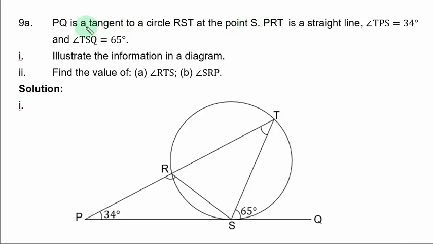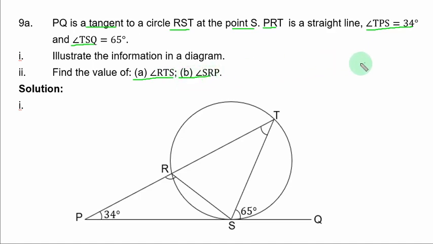Question 9. PQ is a tangent to a circle, arrow ST at the point S. PRT is a straight line, angle TPS 34 degrees, angle TSQ 65 degrees. Roman figure 1 illustrates the information in a diagram. Roman figure 2, find the value of A angle RTS, B angle SRP.